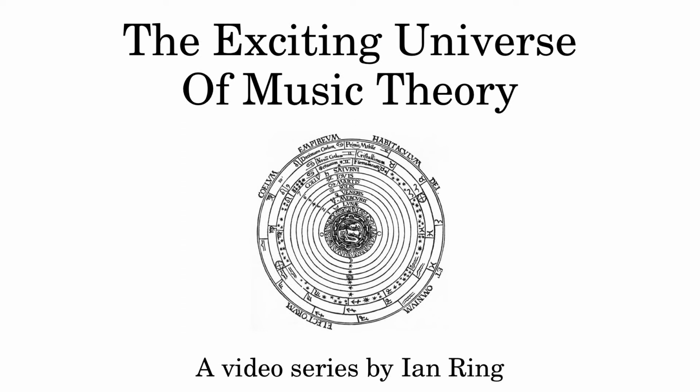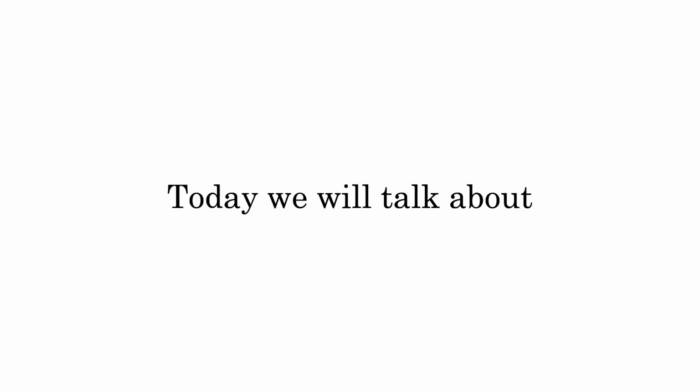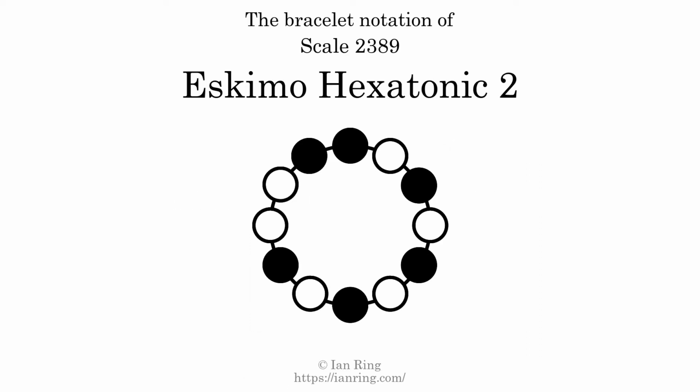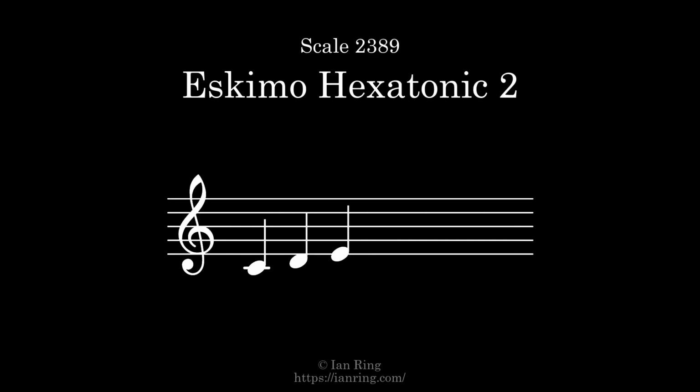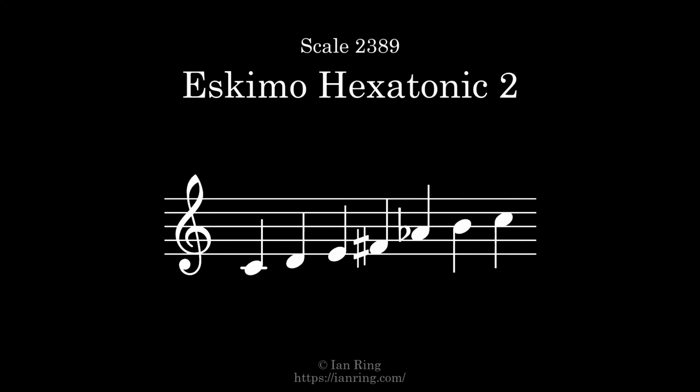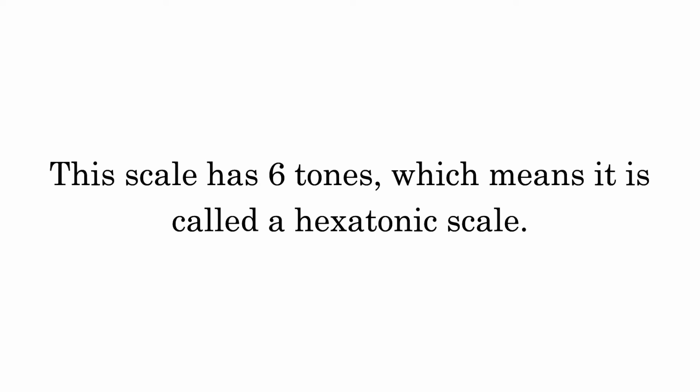Welcome to the exciting universe of music theory. Are you ready to learn? Then let's begin. Today we will talk about Scale 2389, Eskimo Hexatonic 2, which sounds like this. This scale has 6 tones, which means it is called a hexatonic scale.